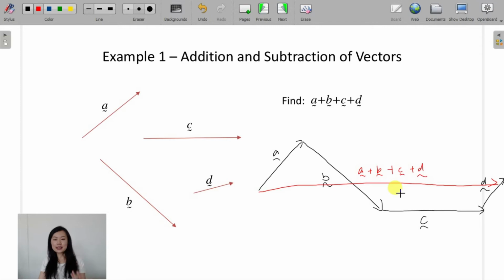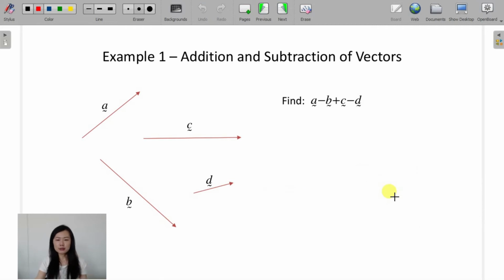All right, so this is not really a triangle anymore, but it's just a more general addition. How do you add factors? Very simple. Head, tail, head, tail, head, tail, until you finish adding all the factors, and then finally join the tail all the way to the head. That's pretty much it. Okay.